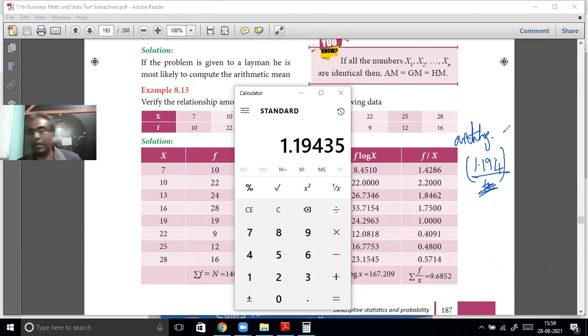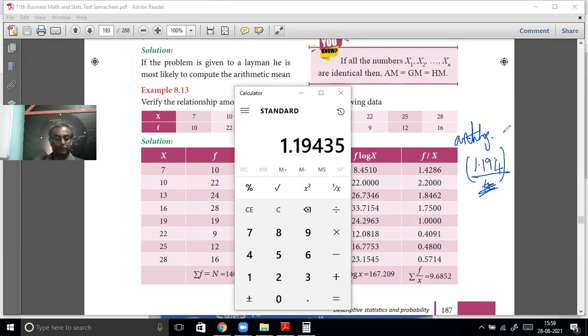Now I have the app which will find the anti-log. From that app, I can give you the anti-log of 1.194. Uncle, can you send me the app on WhatsApp? I'll send you. It's just called the log and anti-log app. You put the value, and it will give you the anti-log below.